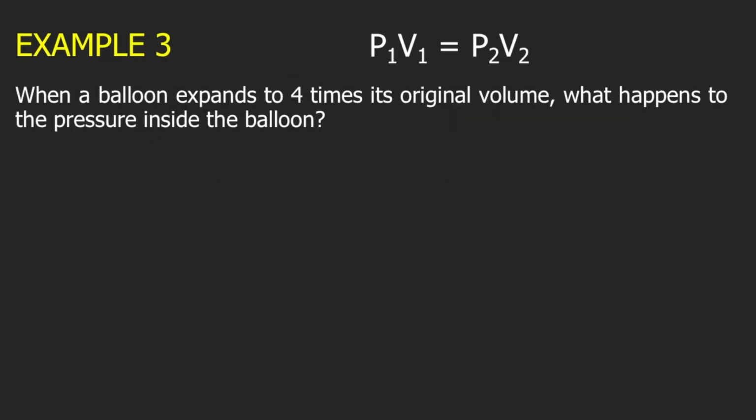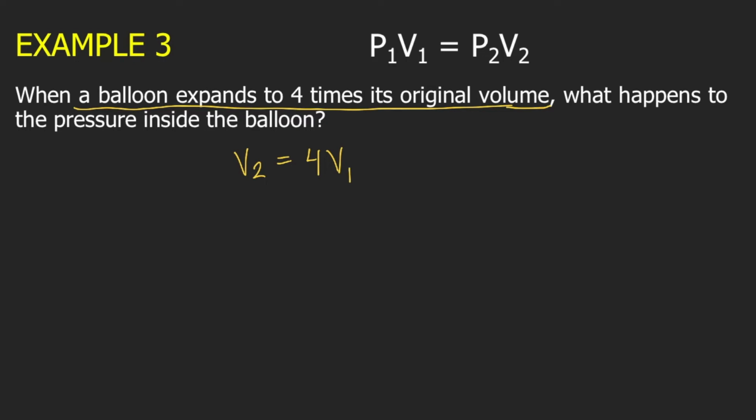Example 3: when a balloon expands to 4 times its original volume, what happens to the pressure inside the balloon? If you read the problem, the first part says a balloon expands to 4 times its original volume. Therefore, the final volume, or V2, is 4 times its initial volume. So 4 times V1.